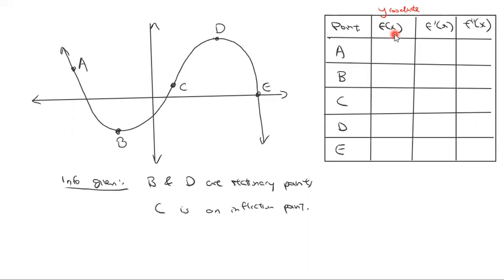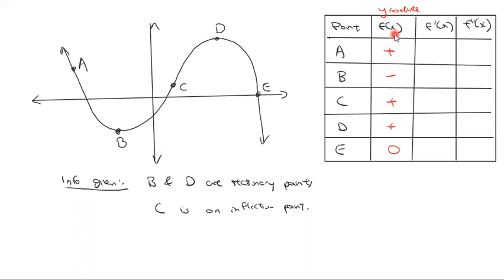So let's just do that first. So for A, is it positive or negative, or 0? Positive. Negative. C, negative. 0. Easy, right?